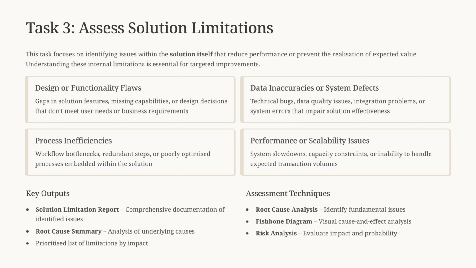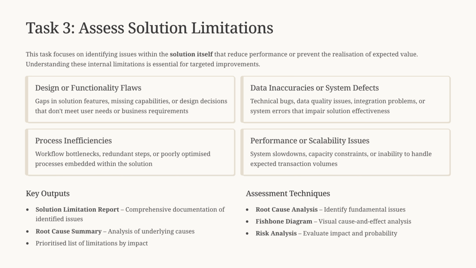As you can see on the slide, the third task looks at the solution itself, identifying the internal issues that hold it back from reaching full potential. These can be design or functionality flaws, missing capabilities, or confusing interfaces; data inaccuracies or system defects, bad integrations, inconsistent data, or errors; process inefficiencies, redundant steps, poor automation, or manual workarounds; performance or scalability issues. The system simply can't handle high loads.